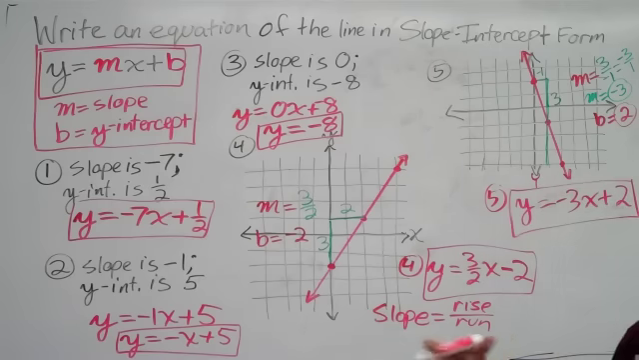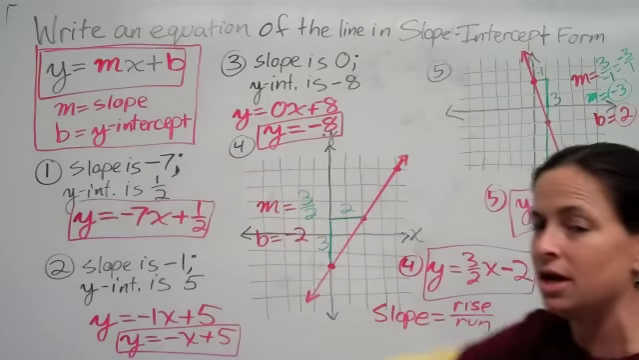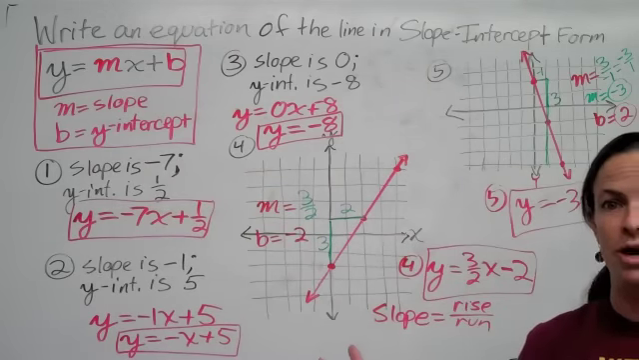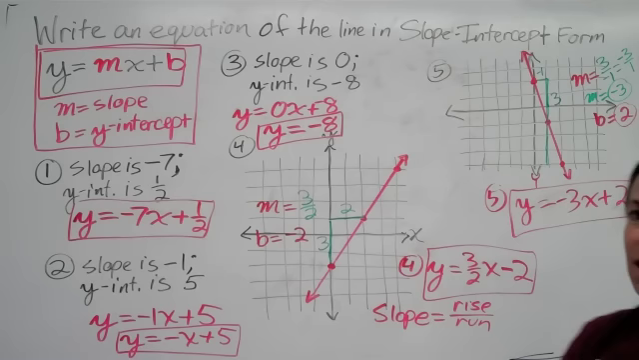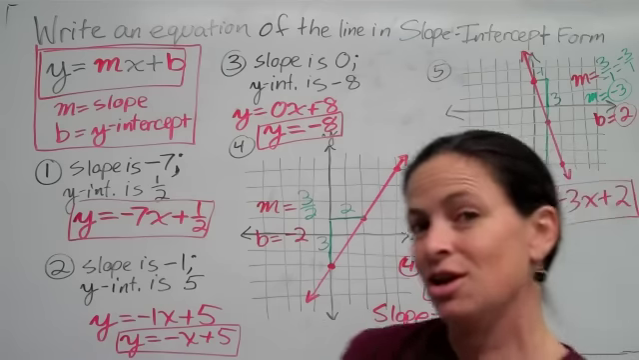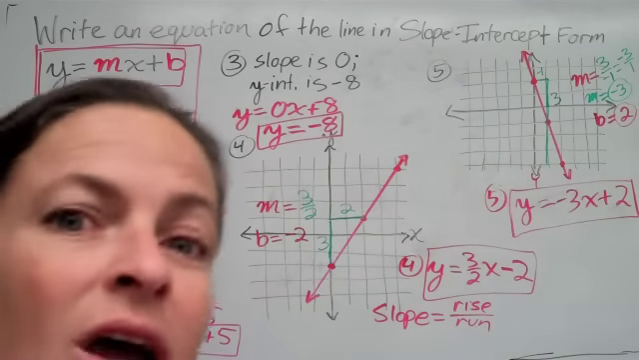So you can figure out the equation in slope-intercept form as long as you know the slope and you know the y-intercept. You can plug it in and figure out the equation of the line that is drawn on the coordinate plane.